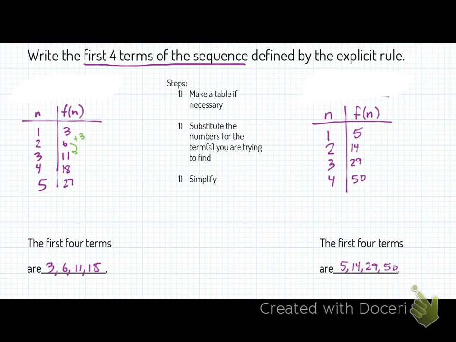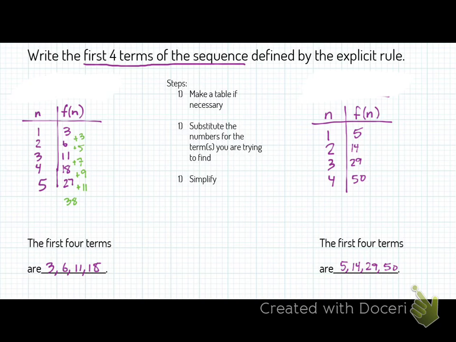6 plus what is 11? 5. 11 plus what is 18? 7. 18 plus what? You see that pattern? Okay, 18 plus what is 27? Good job. What's the next number then, if we see this pattern happening? We're going to add 11. So the next one should be 38, right?